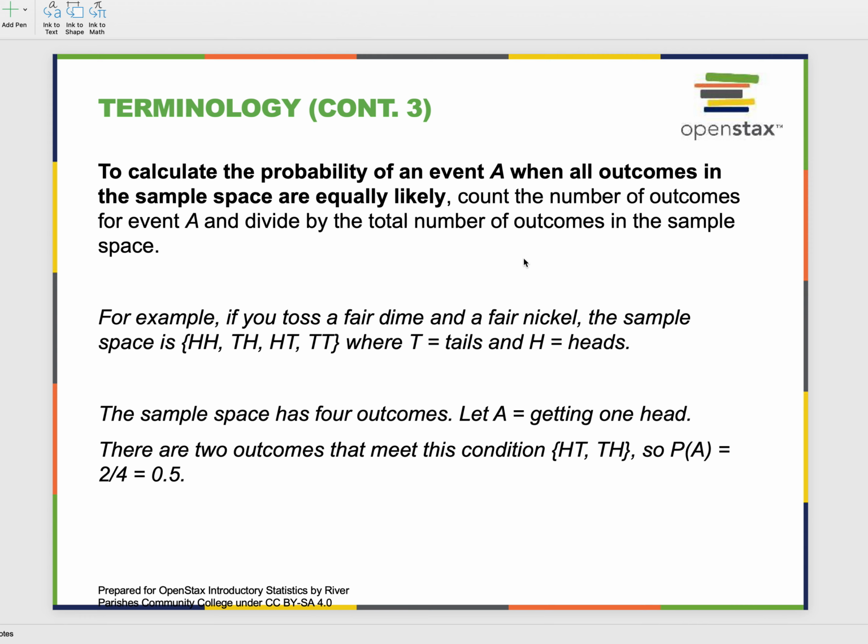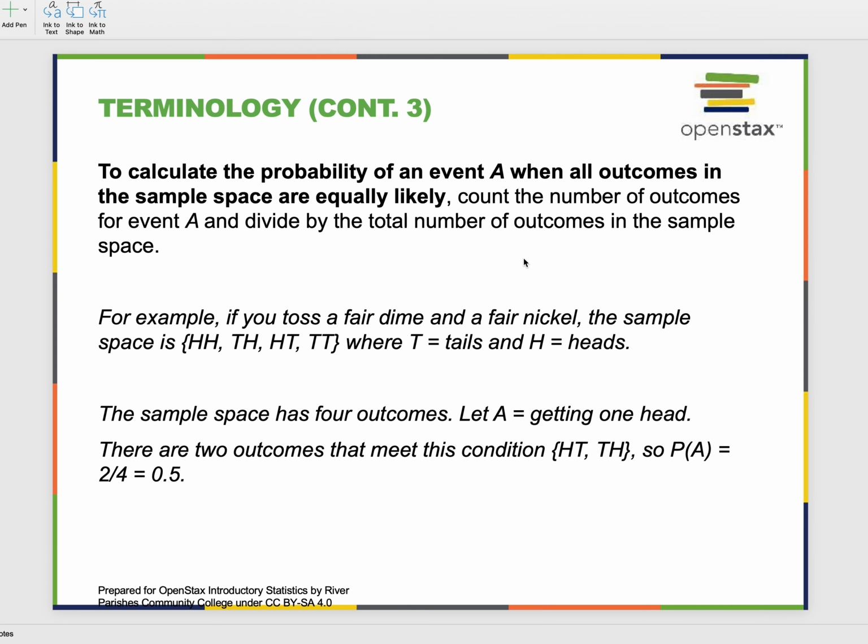So if we're tossing a fair dime and a fair nickel, that means we're recording the dime first and the nickel second, so we're distinguishing between the two coins instead of flipping a coin twice, which is a slightly different thing. The space is HH, HT, TH, and TT. The space has four outcomes. So let A be getting exactly one head.